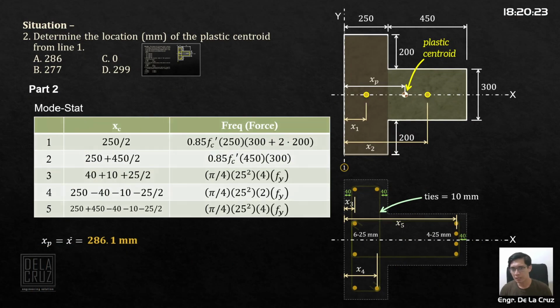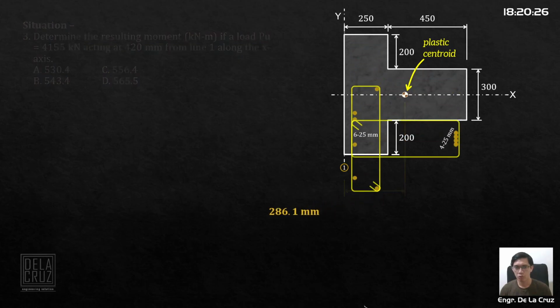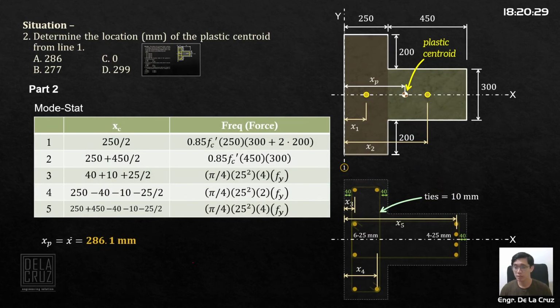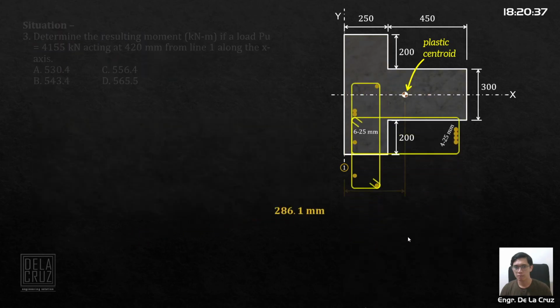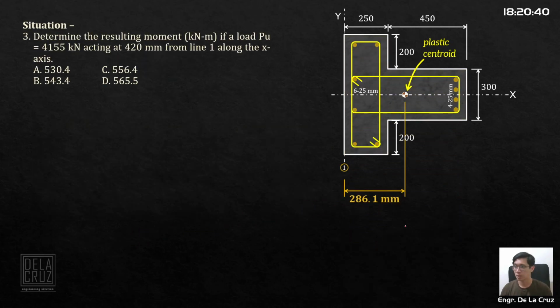There is still a third question here. We have obtained the location of the plastic centroid, which is what we will really use for design. Location of the plastic centroid. I'll put it here. That's the plastic centroid location from line 1. Determine the resulting moment in kilonewton meter if a load Pu of 4155 kilonewton is acting 420 millimeters from line 1 along the x-axis. What is the resulting moment about the neutral axis?